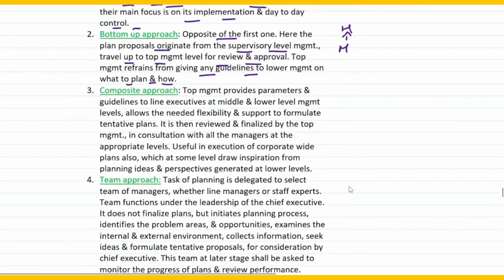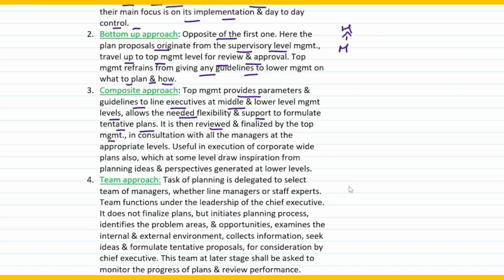Fine. Okay, then you come to something called the composite approach. Composite means what? Together, right? Top management provides parameters and guidelines to line executives at the middle and lower management level, and allows the needed flexibility and support to formulate tentative plans. So basically authority is given by the management along with certain parameters and guidelines. They lay down certain guidelines and parameters, which are passed on to the line executives at the middle and lower level management, who are given the flexibility and also the support for making tentative plans. Tentative means stopgap. They will plan something, but eventually it should go to the top management, and they will review it. It is then reviewed and finalized by the top management.